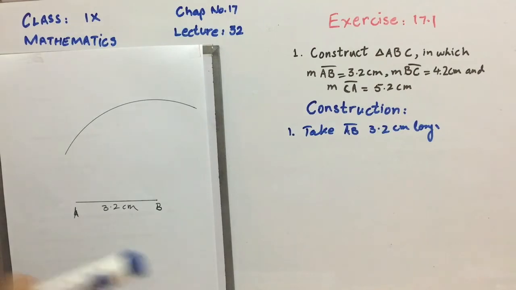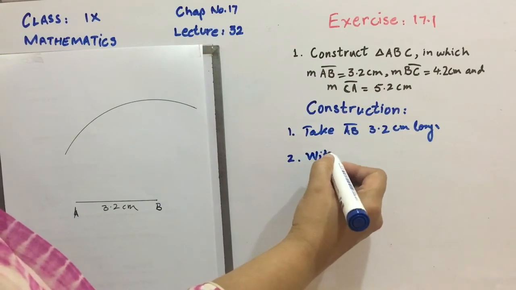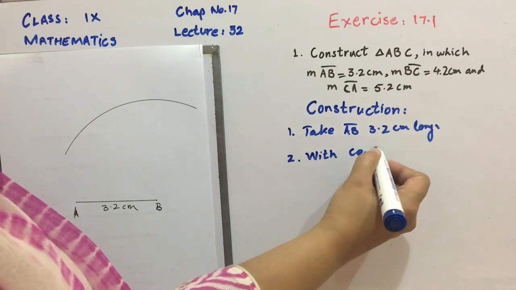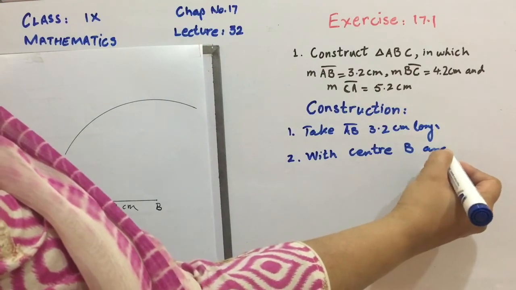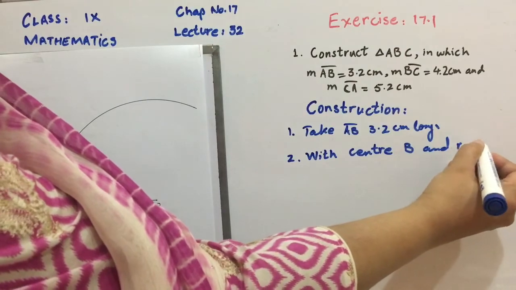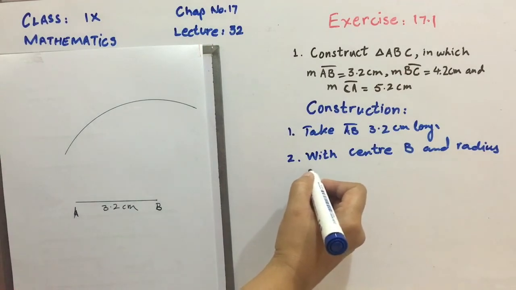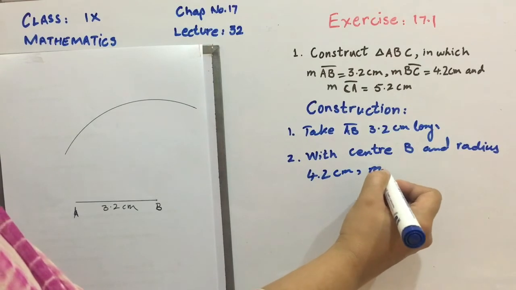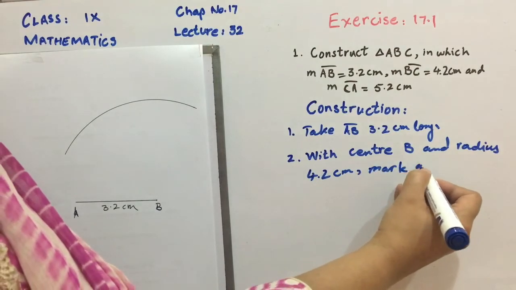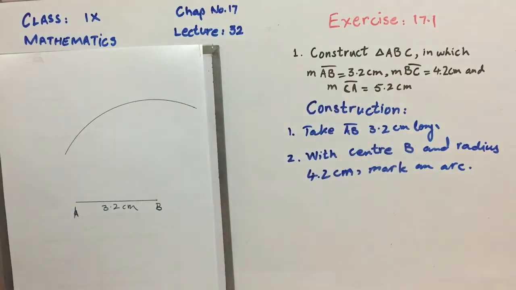And note down the step number 2. With center B and radius, which means the width of the compass, 4.2 centimeters, mark an arc. Now move to step number 3.